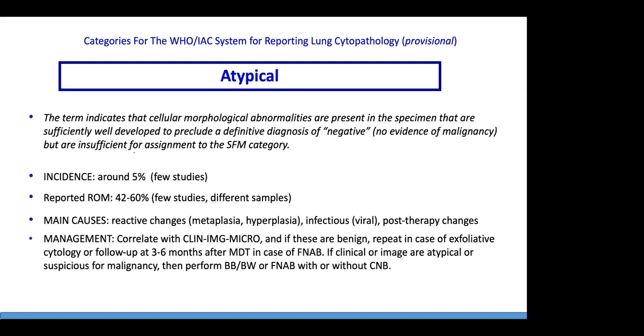The management is the same: correlate with the clinical, image and microbiology. If all are benign, repeat in case of exfoliative cytology, or follow up at 3 to 6 months after a multidisciplinary meeting in case of fine needle aspiration. If there is suspicion in the clinic or in the image, we need to immediately repeat the cytology with or without core needle biopsy.